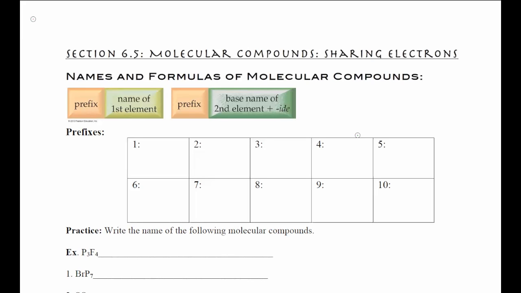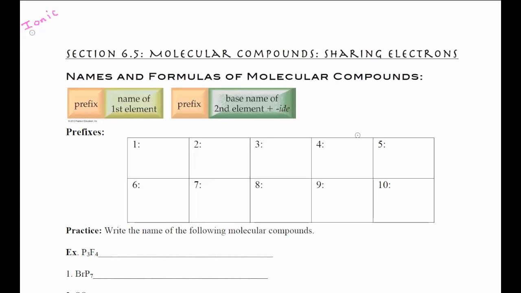For molecular compounds, a covalent bond is formed by the sharing of electrons. As a result, most molecular compounds aren't solids at room temperature; rather, they are either liquids or gases. The other thing we've discussed is naming. We've talked about naming ionic compounds.